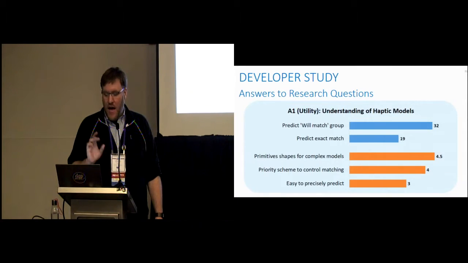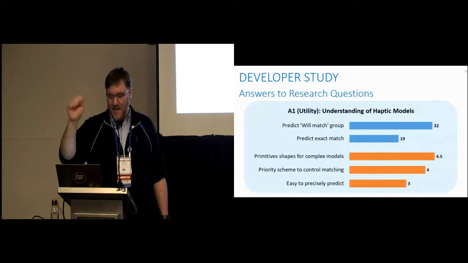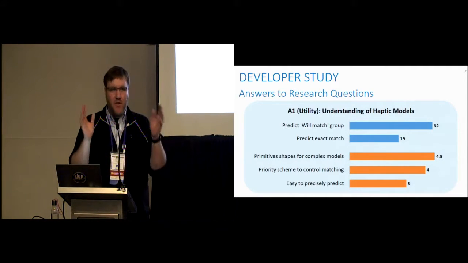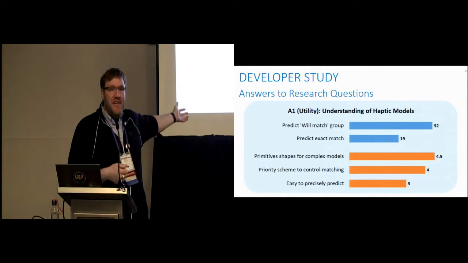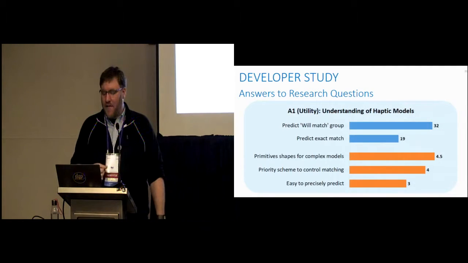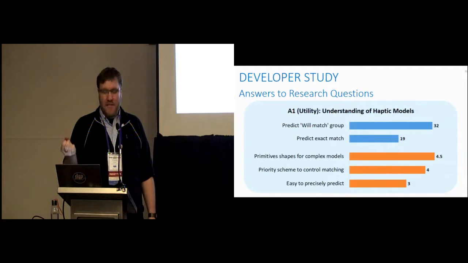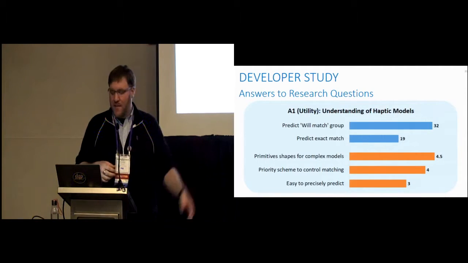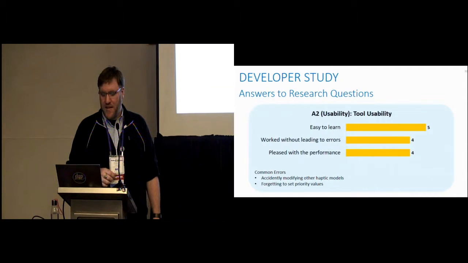On the usability, excuse me, still on the utility, but on a rating scale, we asked them, given the sorts of game experiences that you are creating and you might want to have physical experiences for, are primitives enough? And we got the response, a mean of 4.5 out of 5 saying yes. Is the priority scheme useful? 4 out of 5. And is it easy for you to predict? We had our study results, and they themselves said only 3 out of 5 times could they predict. So we have that usability issue potentially.